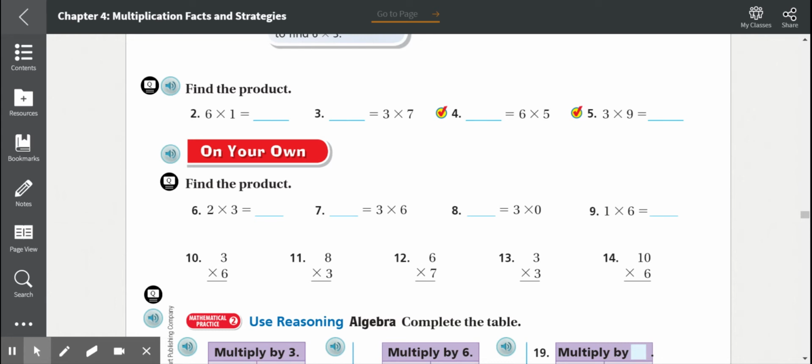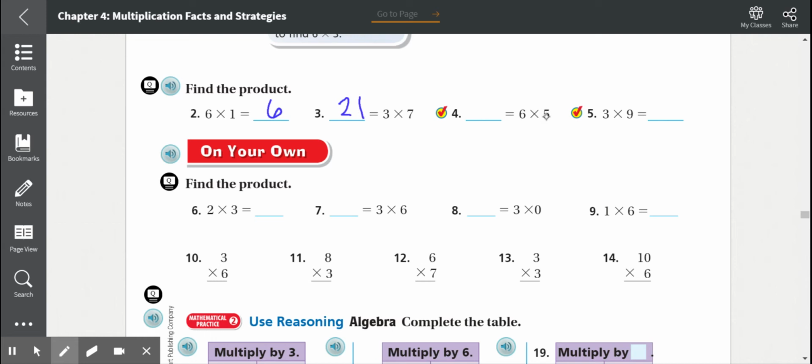Okay, let's go ahead and keep going. So find the product. 6 times 1 is 6. 3 times 7, you can count by 3s 7 times. So it would be 3, 6, 9, 12, 15, 18, 21.